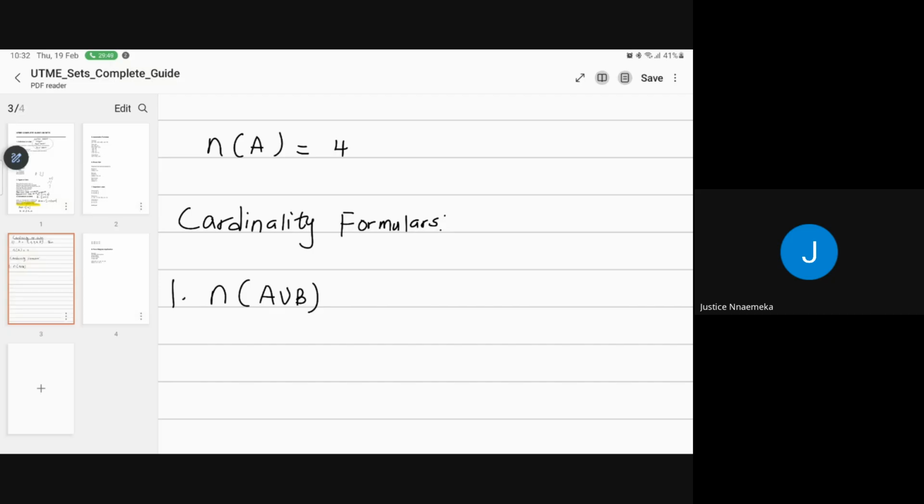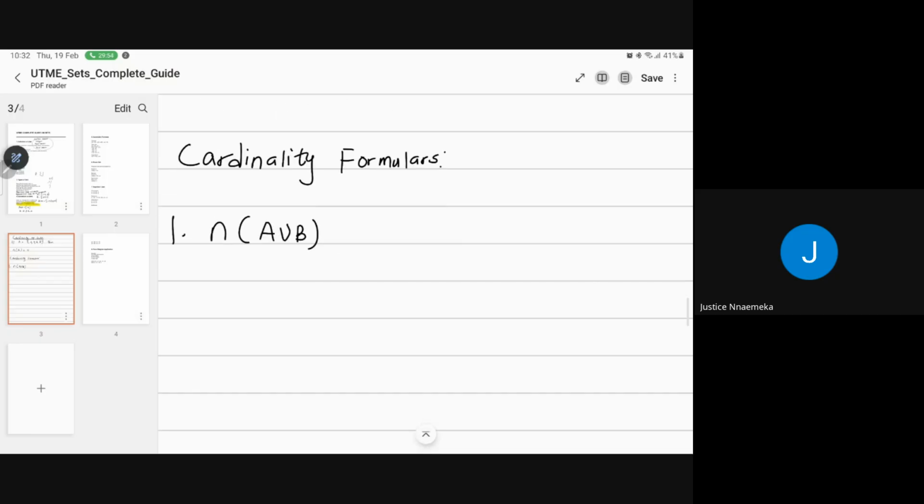Now that formula is one I want you to always remember at every point in time. It goes like this: n(A union B) is equal to the number of elements in A plus the number of elements in B, then minus the number of elements in A intersection B. So let me write properly: n(A union B) = n(A) + n(B) minus n(A intersection B). This is for two sets.